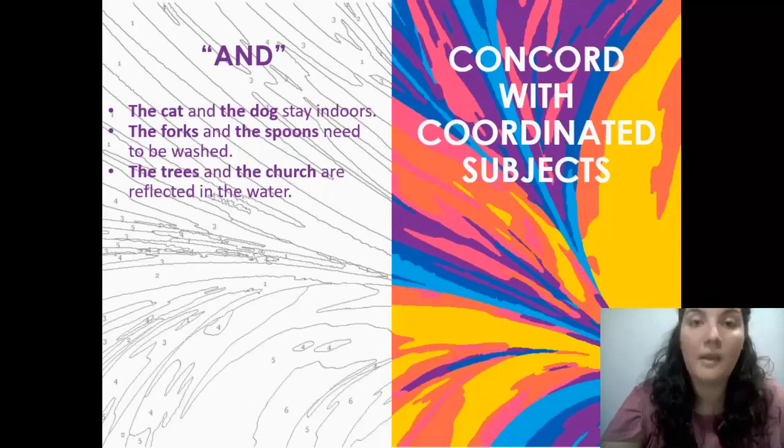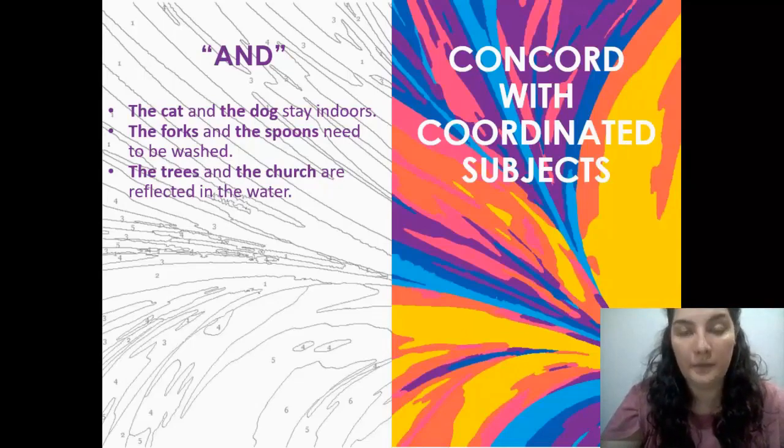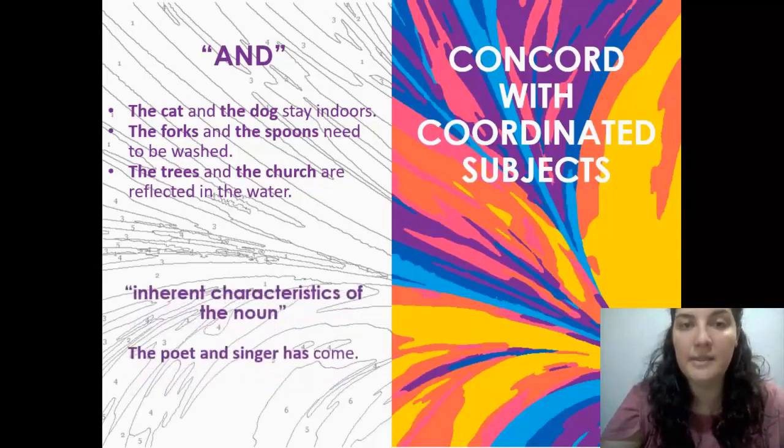plural verb. There's also an exception to this rule, and it happens when the subjects coordinated by the word and are inherent characteristics of the noun, as in the following example. The poet and singer has come. In this case, we use a singular verb because these two characteristics are part of a single item. In this case, a person that is at the same time a poet and a singer.